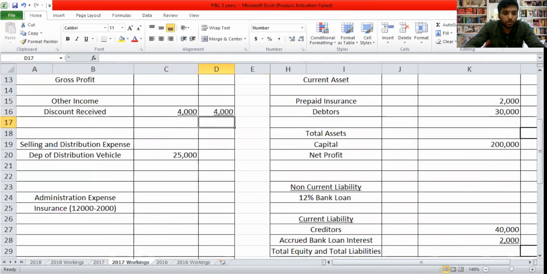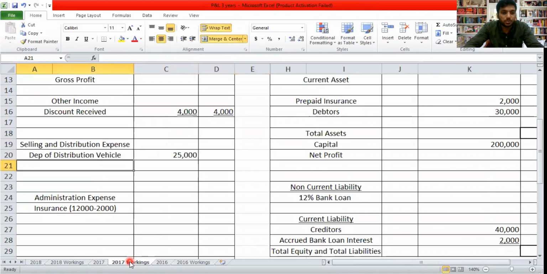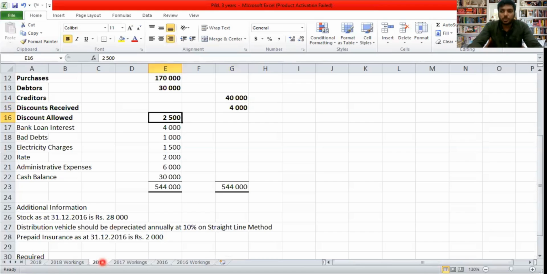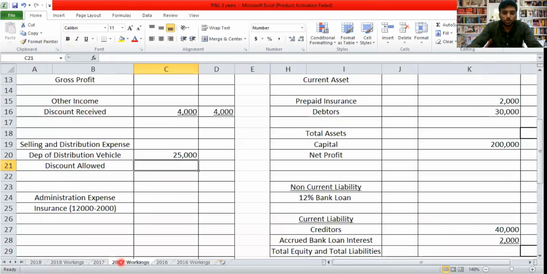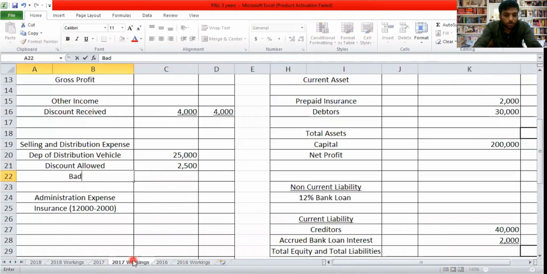Next side. Then we move on to discount allowed, which is a distribution expense. I'm going to take this 2,500. It's a distribution expense because it is an expense incurred when you sell. How much is discount allowed? You get discount allowed as 2,500. So you record 2,500. Then you have the bank loan interest. Yes, we're done with that. We recorded it. Bad debts 1,000. How much is bad debts? Yeah, 1,000. So I will record 1,000 here.